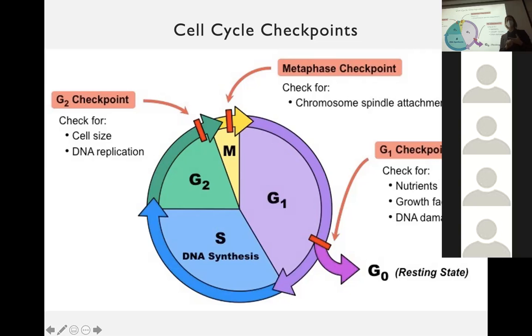I'm not going to go into a lot more detail, or really any more detail, on the basics of those checkpoints. Know their names and then what they're checking for. Those are the main points you want to take from this slide. A really important aspect is checking for DNA damage at G1 and G2. Okay, so those are the checkpoints. I think I ran through them really fast at the end of class on Monday.